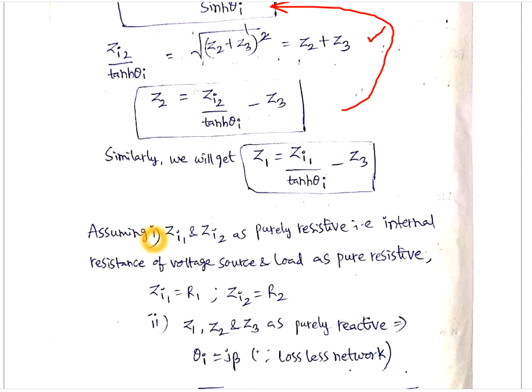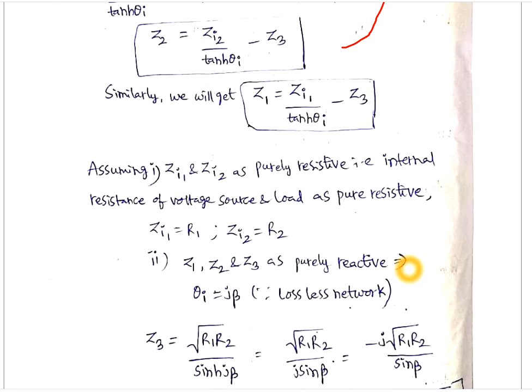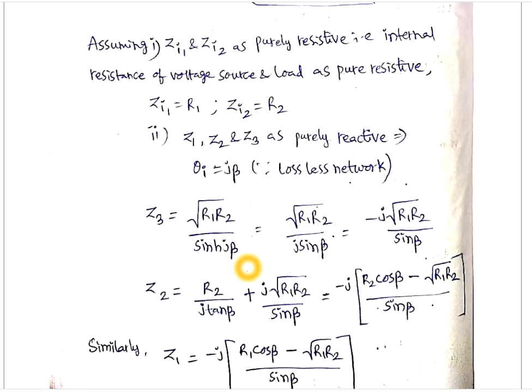Now we can assume some conditions here and get simplified equations. We have two assumptions. The first assumption is Zi1 and Zi2 as purely resistive, that means the internal resistance of the voltage source and the load are purely resistive. The second assumption is that Z1, Z2, Z3 are purely reactive. That means theta is equal to j beta, so the attenuation constant alpha is 0. With these assumptions, you will get these values of Z3, Z2 and also Z1.